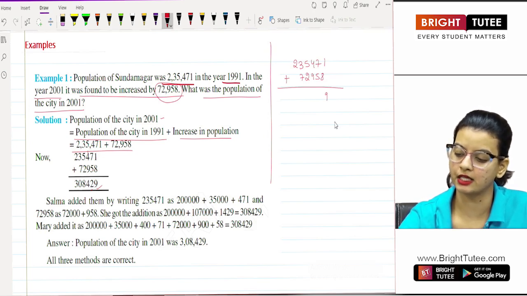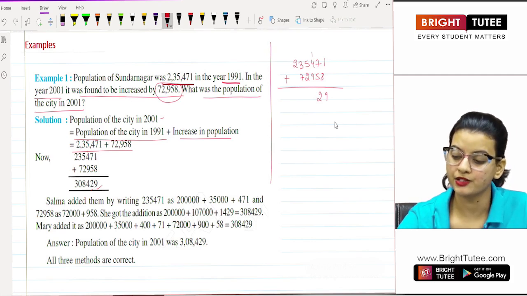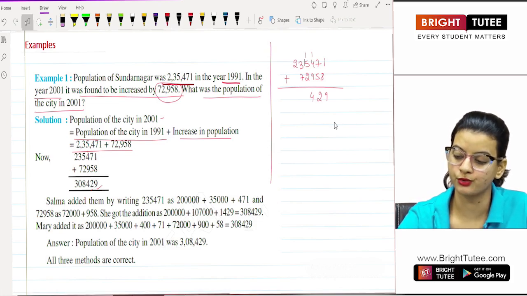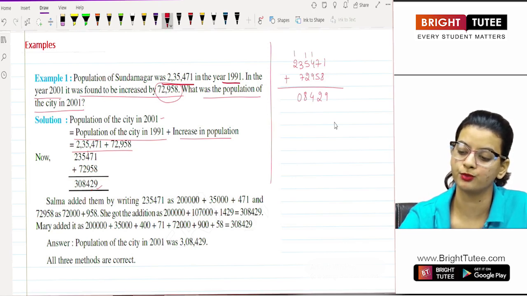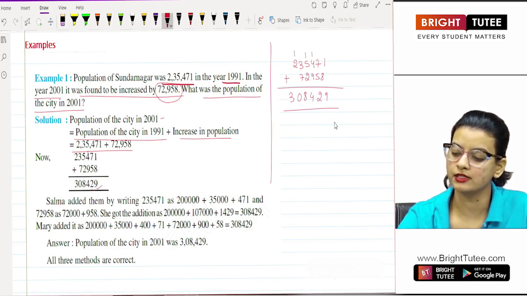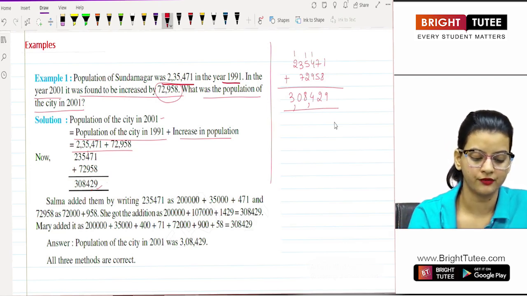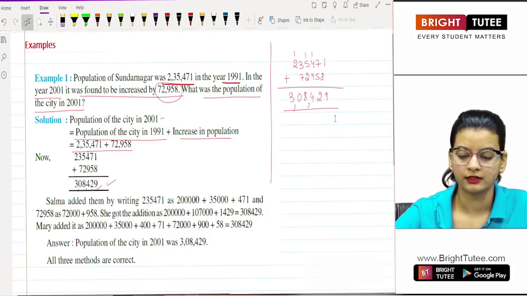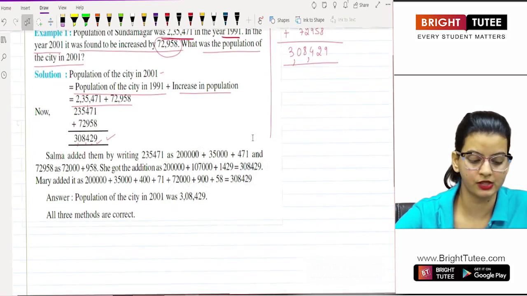So 1 plus 8 is 9. 7 plus 5 is 12, so 2 carry over 1. 9 plus 1 is 10 plus 4 is 14, so 4 carry over 1. 5 plus 1 is 6. 6 plus 2 is 8. 3 plus 7 is 10, so 0 carry over 1 and 2 plus 1 is 3. So this is 3,08,429. So this is the population of the city in 2001.